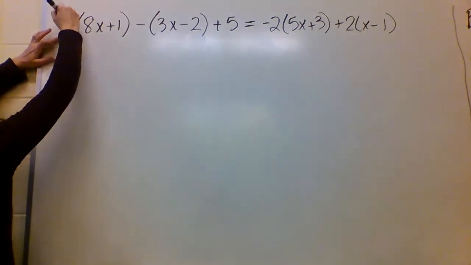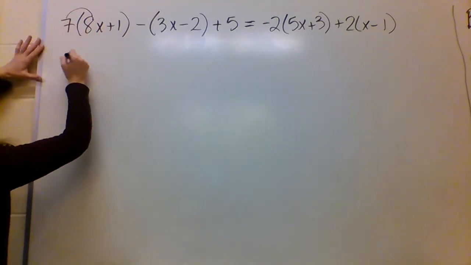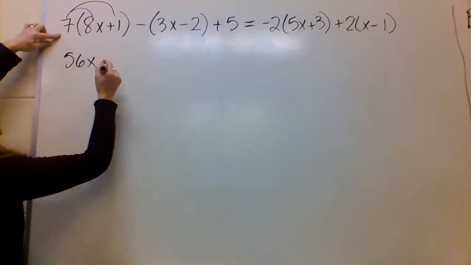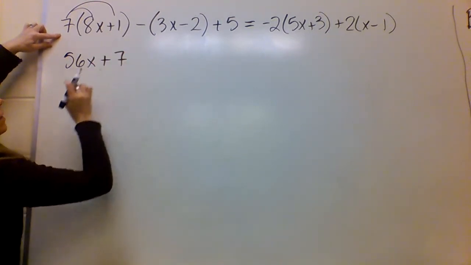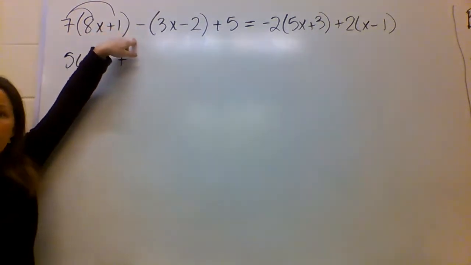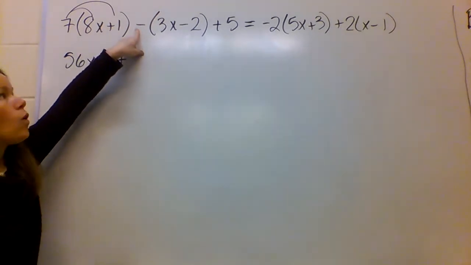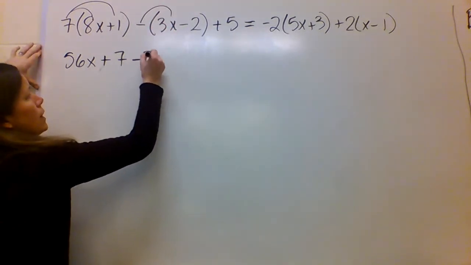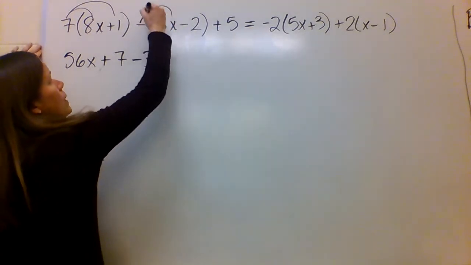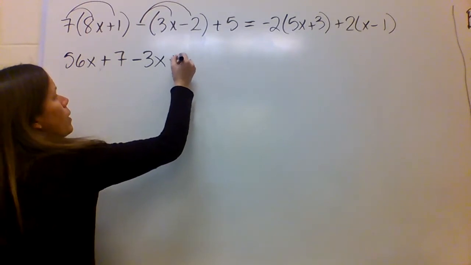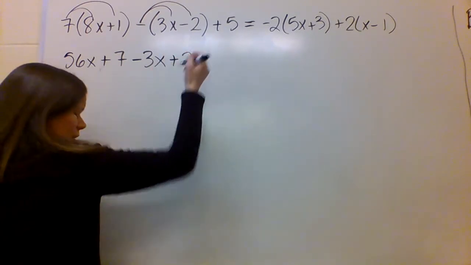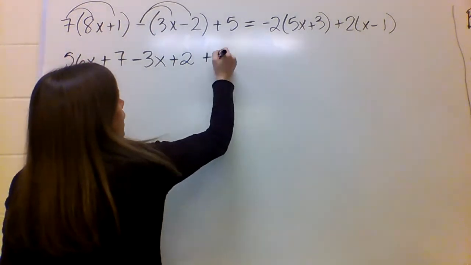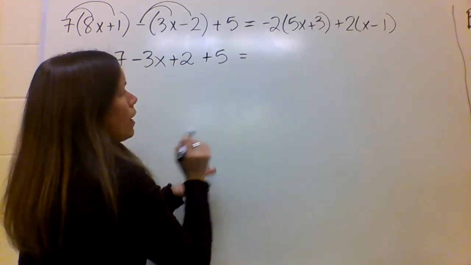So 7 times 8x is 56x. 7 times positive 1 is plus 7. I'm going to see that there's a negative 1 here, an invisible 1 right here. So I'm going to say negative 1 times 3x is negative 3x. And negative 1 times negative 2 is positive 2. And then I've just got this plus 5. There's no distribution there, so I'm just going to write down plus 5 equals, all right?